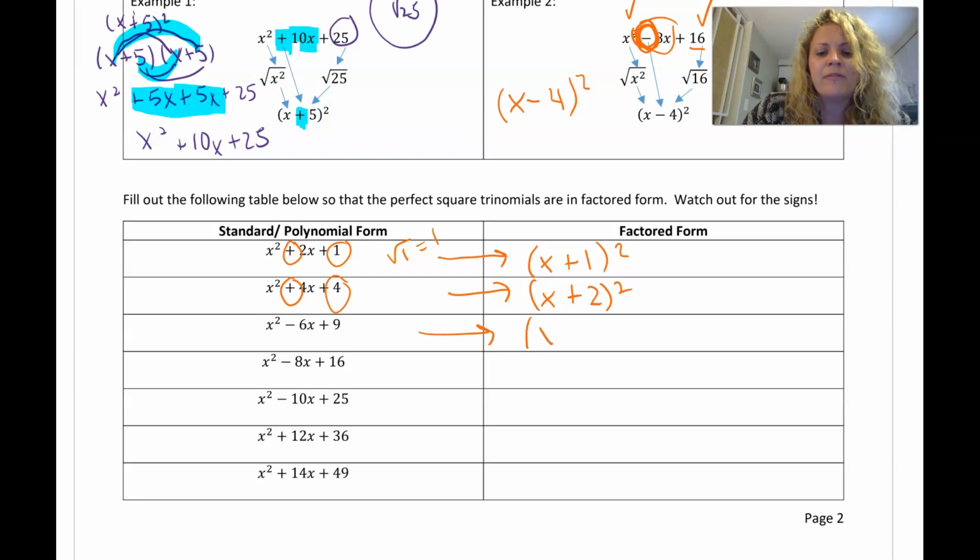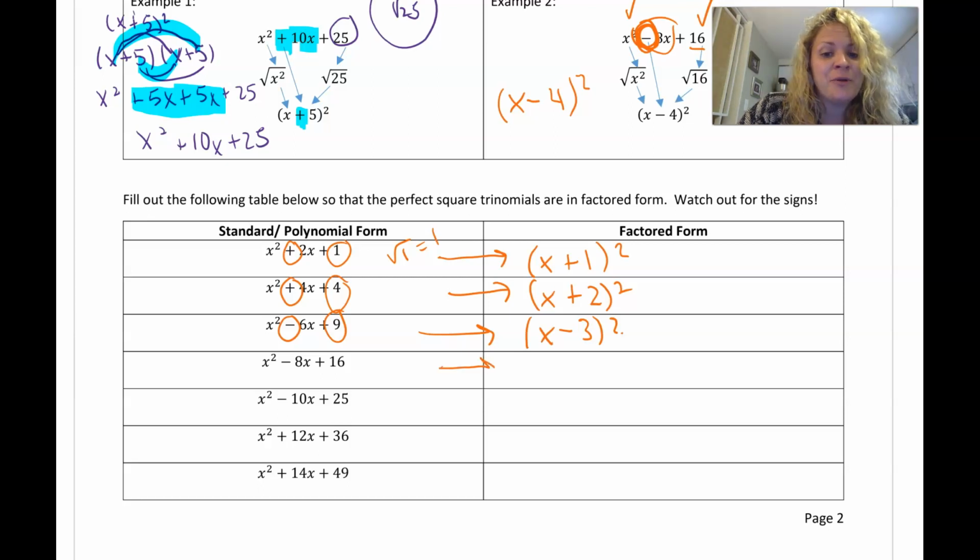All right, then I'm going to have x. This is my first subtraction. Minus the square root of 9, which is 3. So x minus 3 squared. So take a moment, pause the video, and work out these remaining 4 examples, and then check in with me when you have done that.